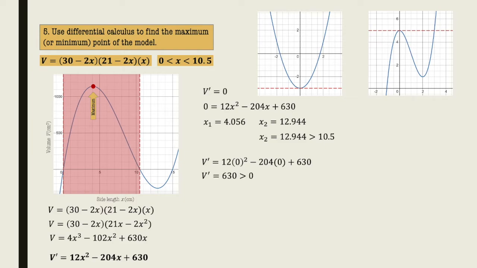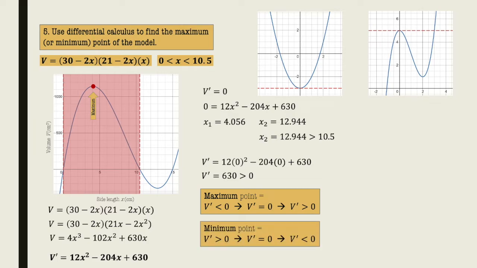We find that v prime equals 630, which is a positive gradient. 0, the number we inputted to get that gradient, comes before 4.056. Therefore, the gradient is first positive and then it is neutral. In almost all cases, this means that after the gradient will be negative. When we have a positive gradient, then a neutral gradient, and then a negative gradient, we have a maximum point. First the function rises, then it stagnates, and afterwards it falls. The other way around is a minimum point. In conclusion, our point x equals 4.056 is in fact a maximum point.